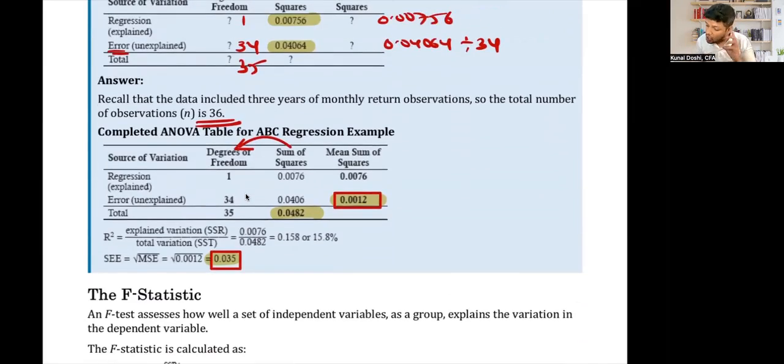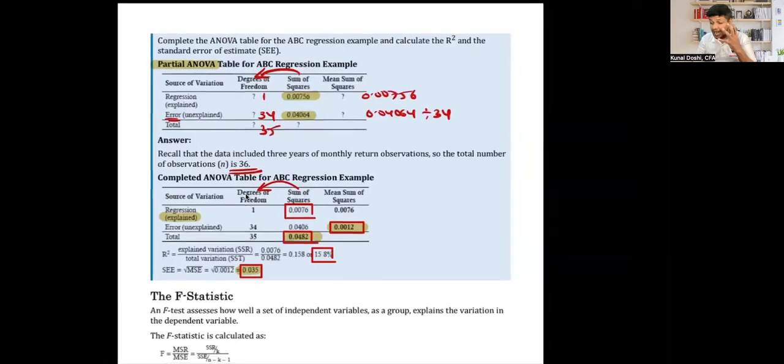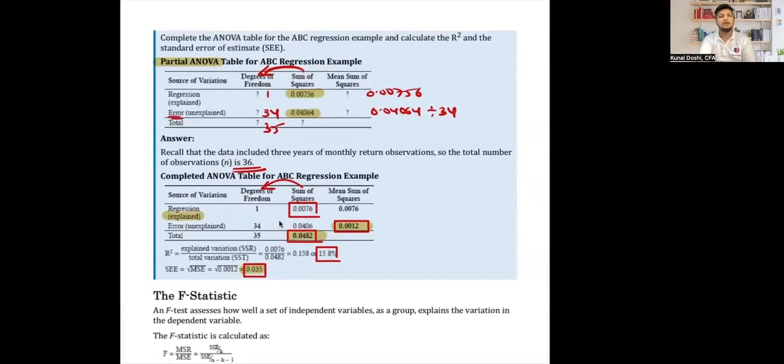What is your R square? Your R square is explained over the total. So your R square is 15.8%, which is very low. What does it tell you? It tells you that out of the total risk of the stock, around 15.8% is explained. The rest is unexplained. Understood, everyone? Just filling up the data. Clear?